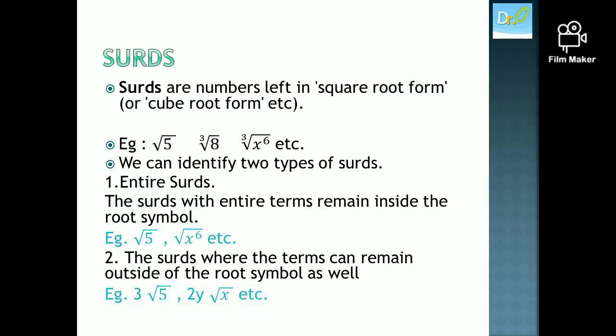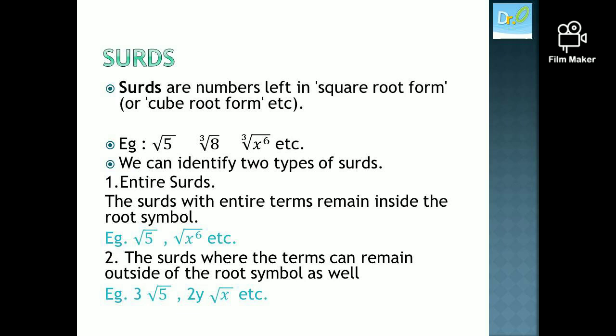What is a surd? A surd is a term or an expression left inside a square root or a cube root, etc. For example, the square root of 5, the cube root of 8, the cube root of x to the power 6, etc.